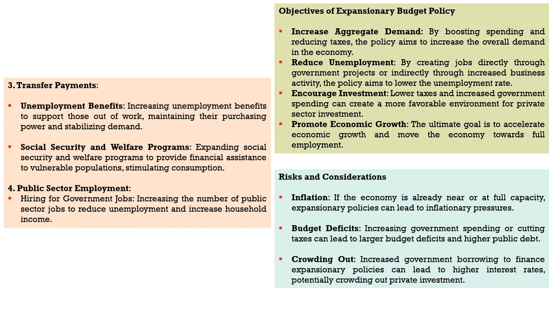Mainly four. One is increased aggregate demand. By boosting expenditure and reducing taxes, expansionary policy aims to increase the overall demand in the economy. Secondly, reduce unemployment. By creating jobs directly through government projects, or indirectly through increased business activity, the policy aims to lower the unemployment rate. And then there can be encouragement of investment. So, lower taxes and increased government spending can create a more favorable environment for private sector investment and promote economic growth.